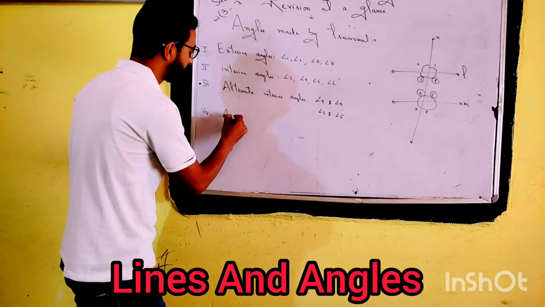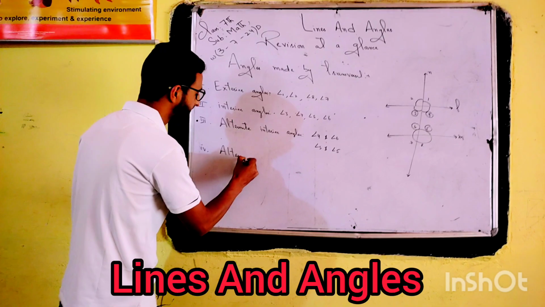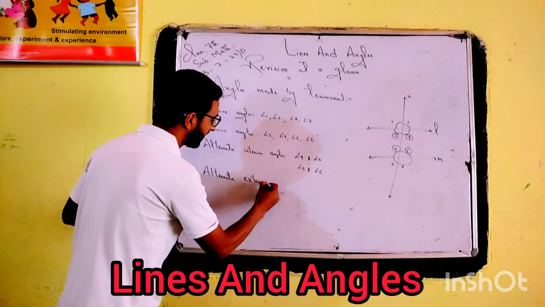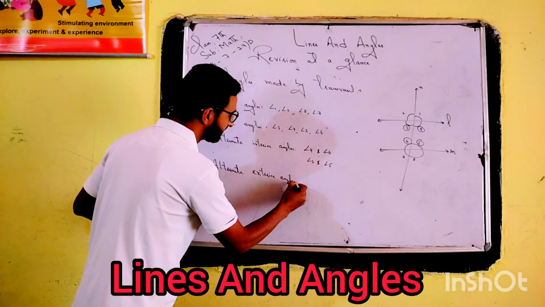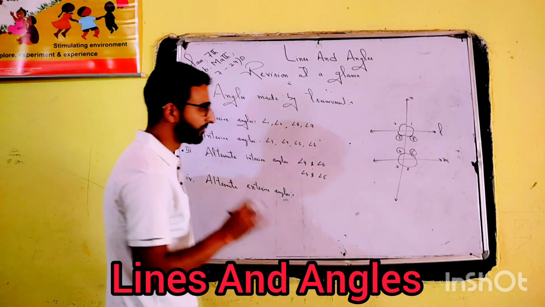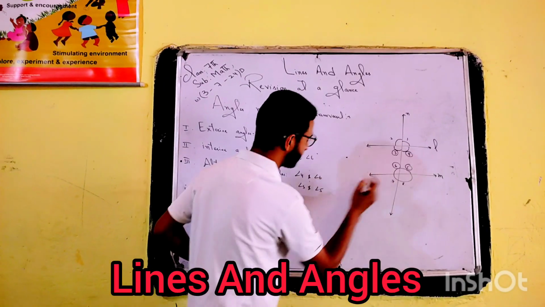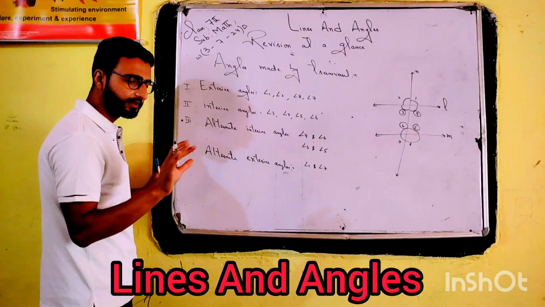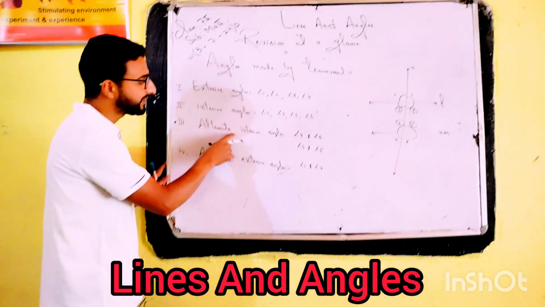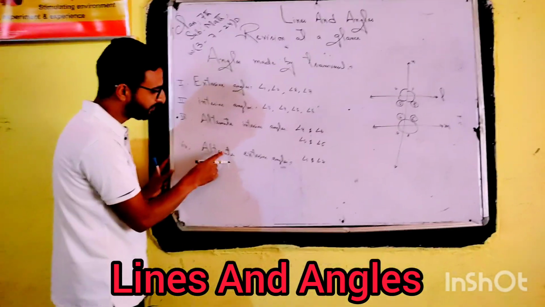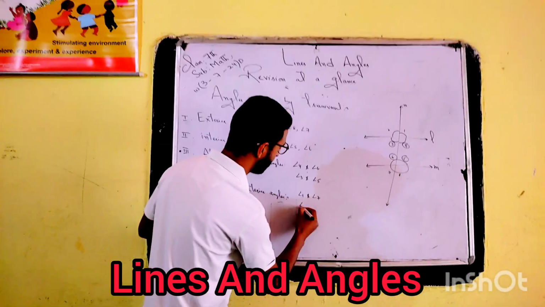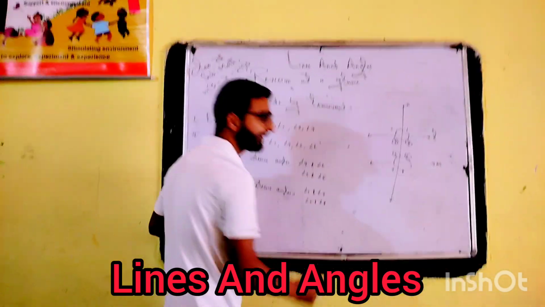Next, alternate exterior angles. You have to find the exterior ones. Angle 1 and angle 7 are a pair of alternate exterior angles. Also angle 2 and angle 8.